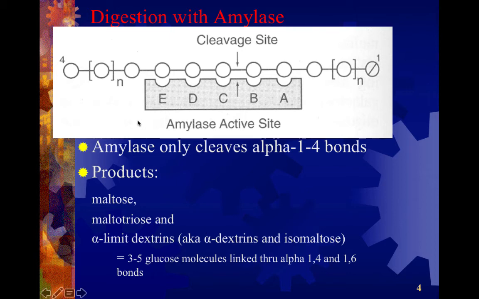So here's pancreatic alpha-amylase. This is an interesting enzyme. This is its active site. So this kind of filled in rectangle shape here, it says A through E, represents pancreatic alpha-amylase. It has 5 binding sites.